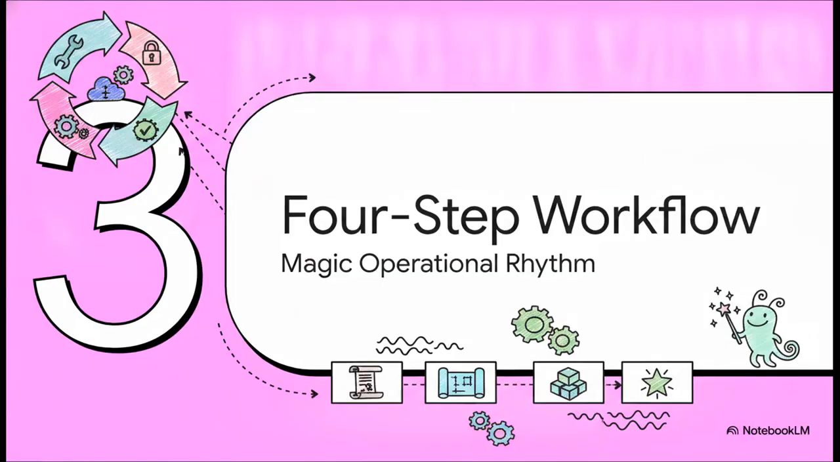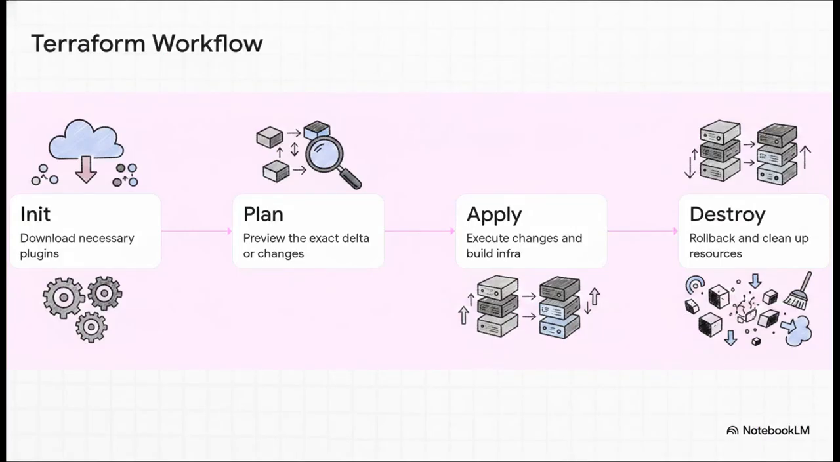Which brings us to Section 3, the four-step workflow. Let's look at this magic operational rhythm. Once you start using this, there are 4 simple steps you are going to use every single time. First is init. This initializes your script and downloads the necessary plugins, like that SAP BTP provider we just talked about. Second is plan. This is absolutely crucial. It's your safety net. It gives you a preview of the exact delta, or the changes Terraform is about to make. Third is apply. This is where the actual execution happens and your infrastructure springs to life.